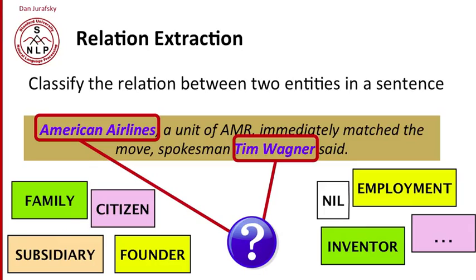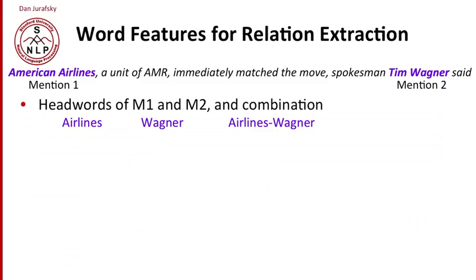So what are the features we're going to use for this task? And let's for now imagine that we're doing just the task of deciding what the relationship is between the two. So here's the sentence again. We have two mentions. Mention 1 is American Airlines and mention 2 is Tim Wagner. So one important feature is the head words of the two mentions. So the head word of American Airlines is airline. We'll talk more about head words when we get to parsing. But in this case, American Airlines is a kind of airline. And the head word of Tim Wagner will be Wagner. And so airlines and Wagner might be useful features.